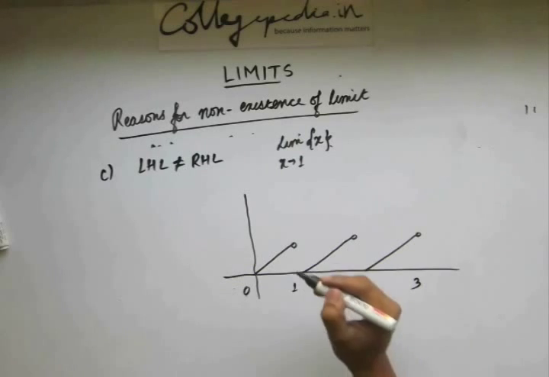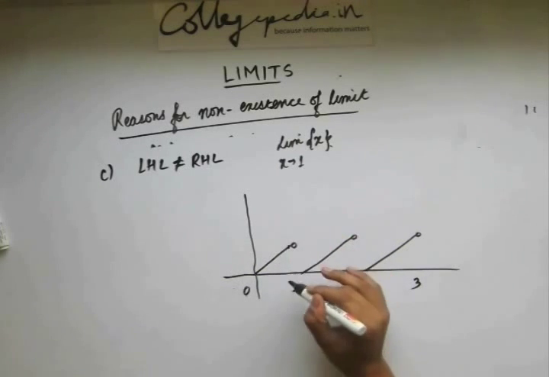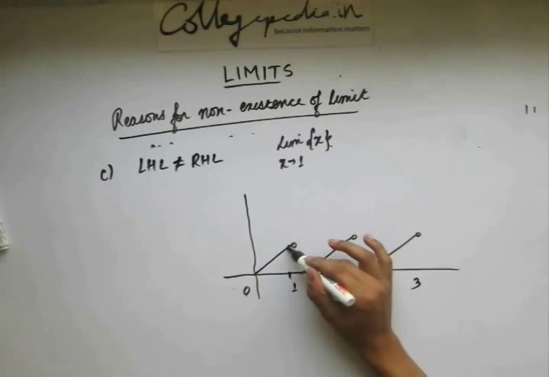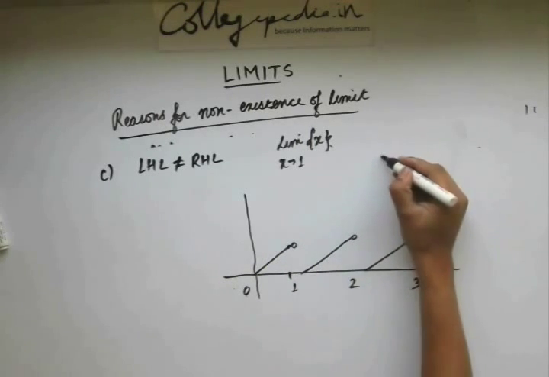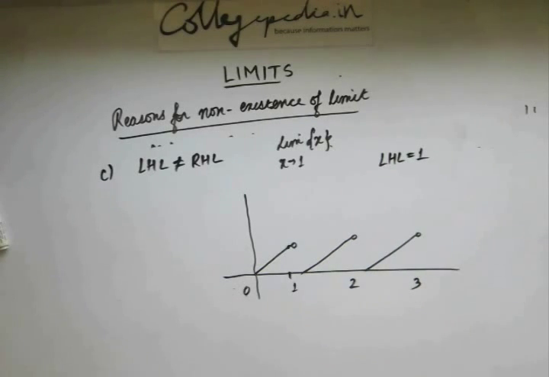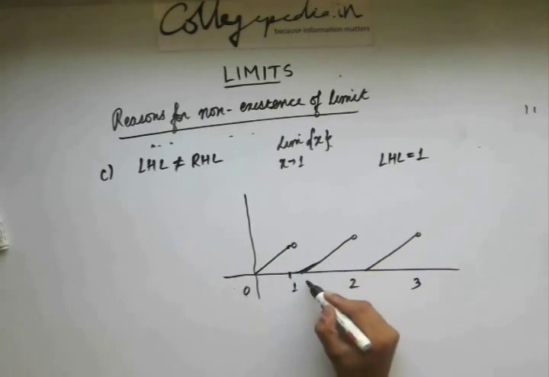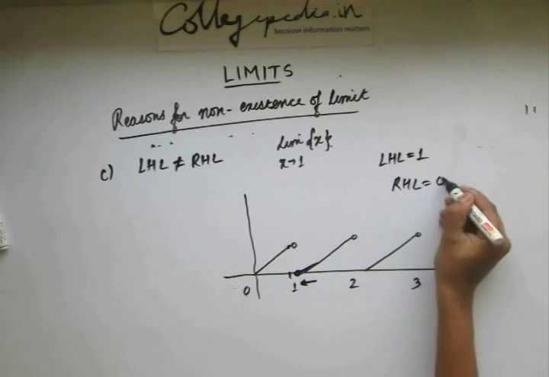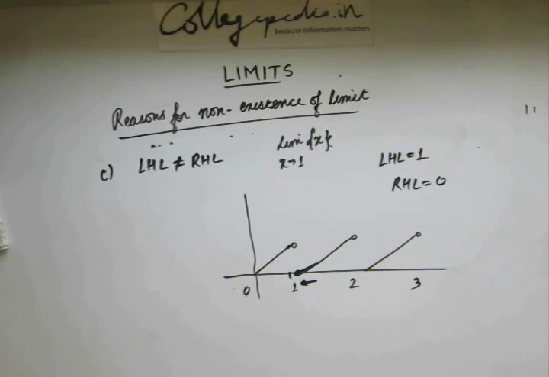Now, you see that if I approach 1 from the left hand side, the function value gets closer and closer to 1. So the left hand limit is 1. But when I approach 1 from the right hand side, the function is approaching closer and closer to 0. So the right hand limit is 0. Now, here the left hand limit is not equal to the right hand limit. So we say that the limit doesn't exist in this case.